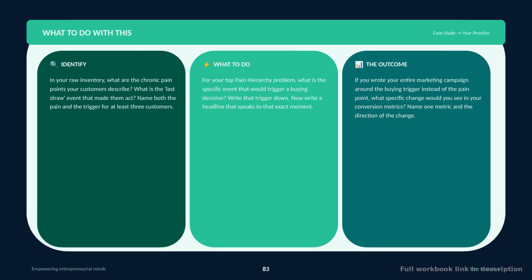Now apply this. First, identify. In your raw inventory, what are the chronic pain points your customers describe? What is the last straw event that made them act? Name both the pain and the trigger for at least 3 customers. Second, what to do. For your top pain hierarchy problem, what is the specific event that would trigger a buying decision? Write that trigger down. Now write a headline that speaks to that exact moment.